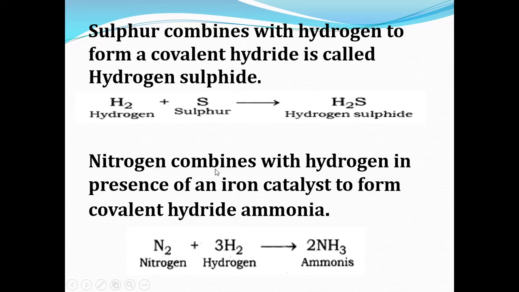Iron is used as the catalyst in this reaction. So what is meant by catalyst? Catalyst means the substance which increases the rate of the reaction, or the speed of the chemical reaction. So nitrogen combines with hydrogen in the presence of an iron catalyst to form ammonia.